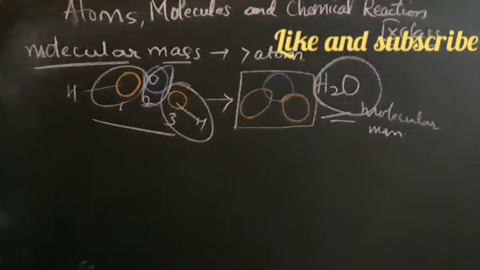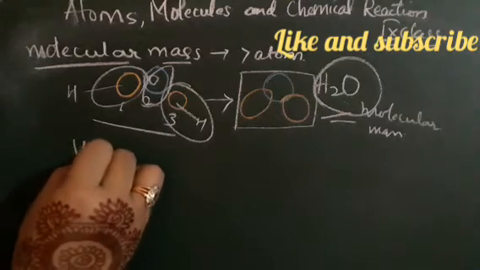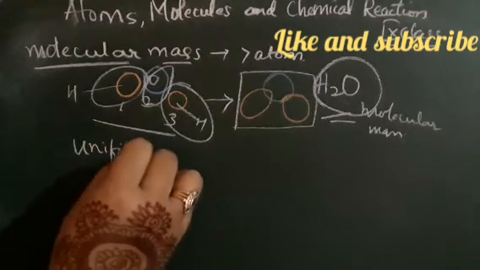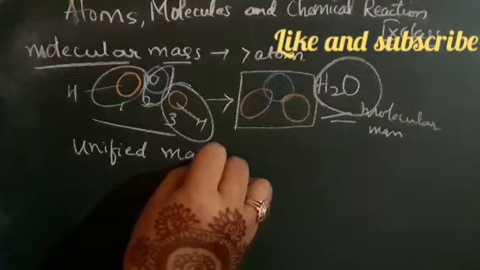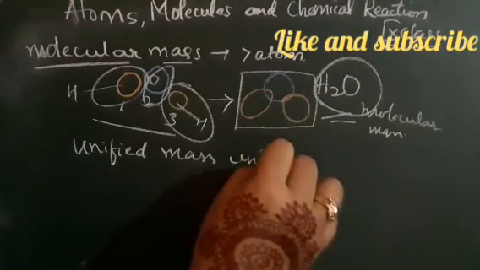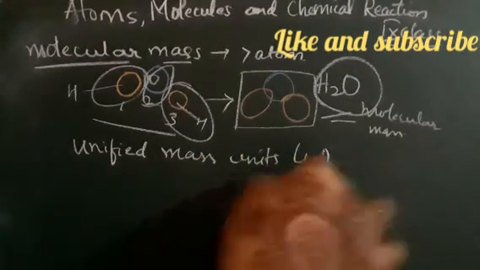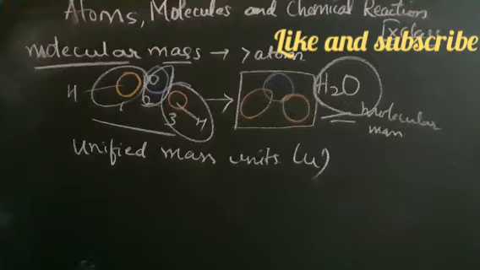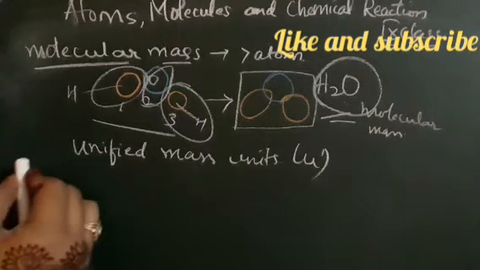So the molecular mass of a substance is the sum of atomic mass of all the atoms in the molecule of a substance. It is therefore the relative mass of the molecule expressed in unified mass unit. How is it expressed? It is expressed as unified mass unit, U.